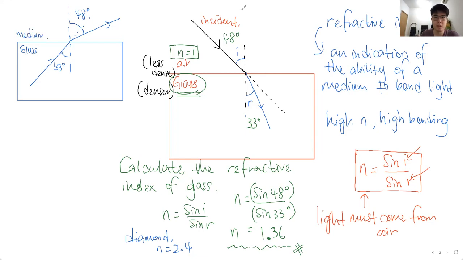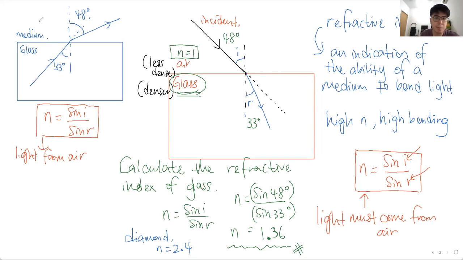Now if you're given this diagram and asked to find the refractive index of glass, n equals sine i over sine r. Can we straight away put in the i and r? Which one should I put, 33 or 48? Remember our condition: the light must come from air, right? The incident ray must be from the air, but in this case it's not. The incident ray is in glass.